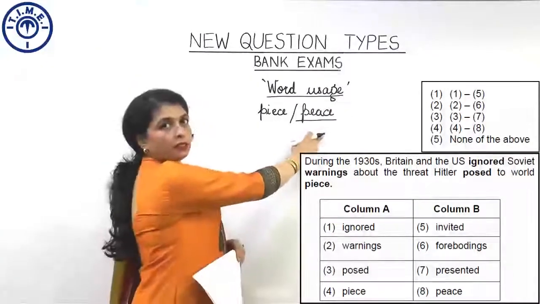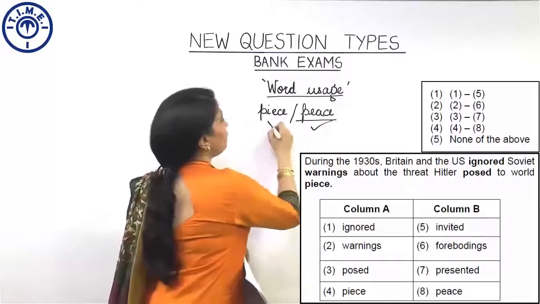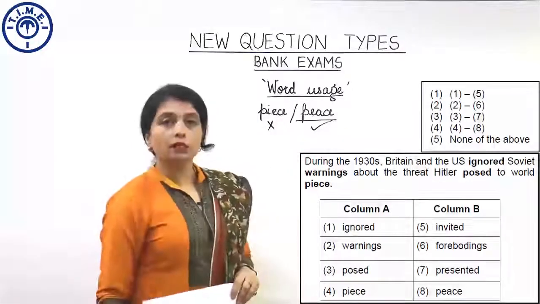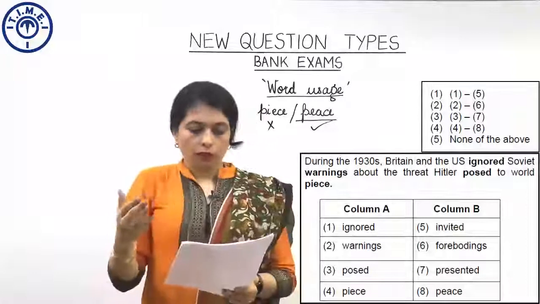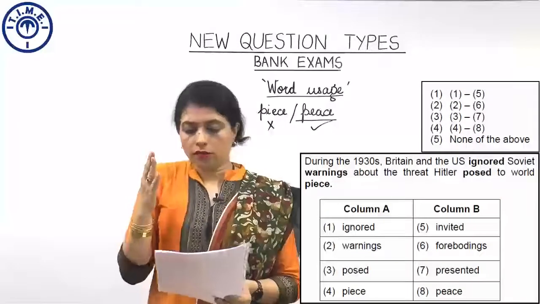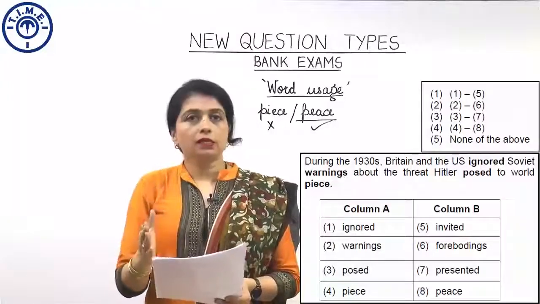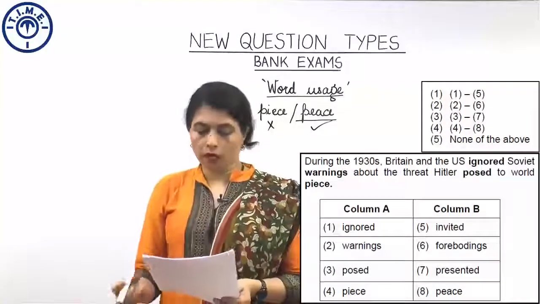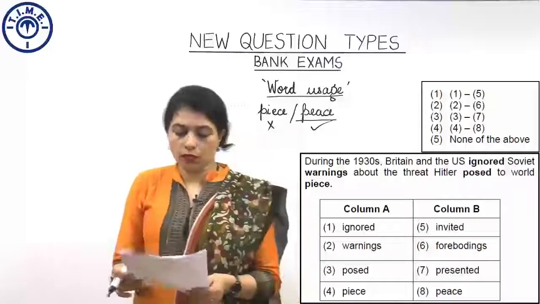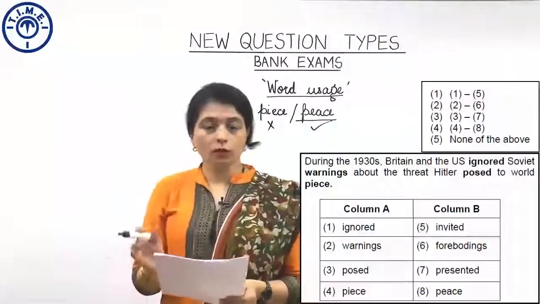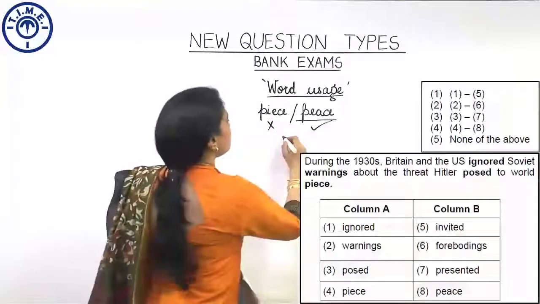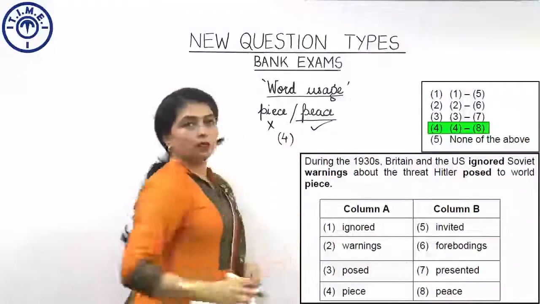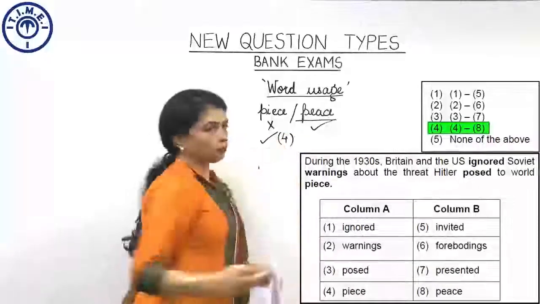P-E-A-C-E is the correct usage and P-I-E-C-E is incorrect. Fine. So, we need to change the last word, that is PIECE, to peace, and all the other words are absolutely correct in terms of usage. Fine. So, this makes option 4 the correct choice.